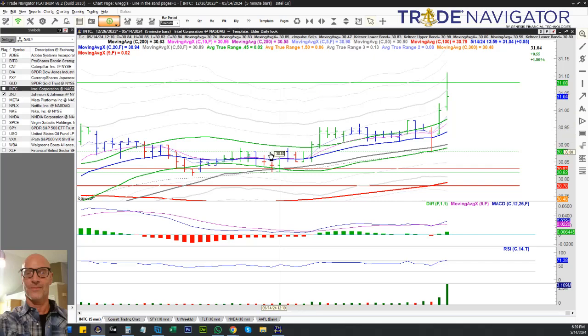So I got long here, 30.88. My stop on a V1 or a V2 is halfway of the washout bar. My intra-bar stop. Down here, the 2 ATR is my emergency stop. Generally, I'll only hit this about 5% of the time.